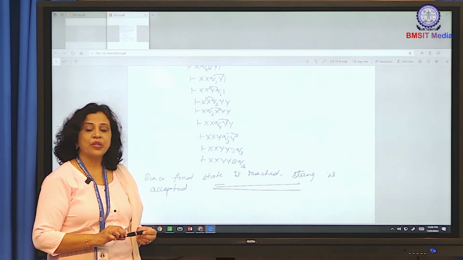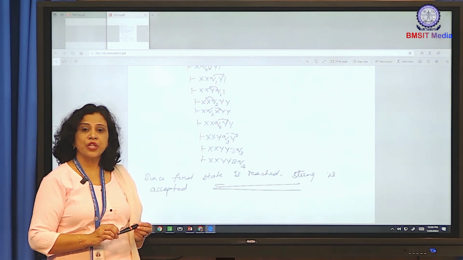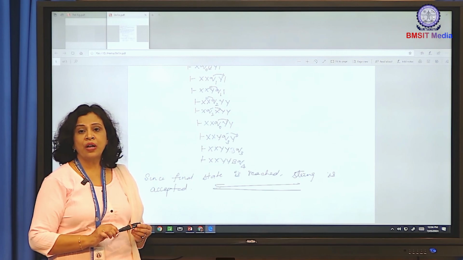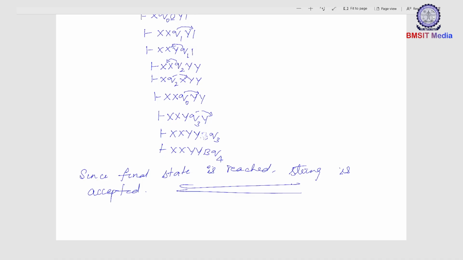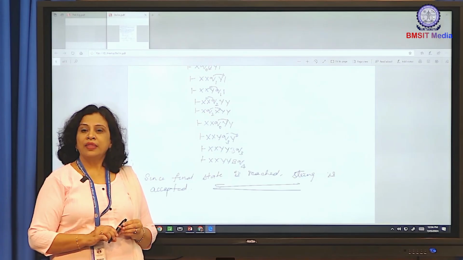So this is about the language L equal to 0 raised to n, 1 raised to n for all n greater than or equal to 0 using a Turing machine. Thank you.